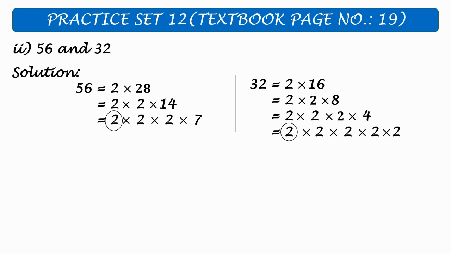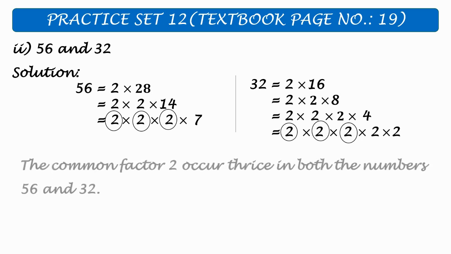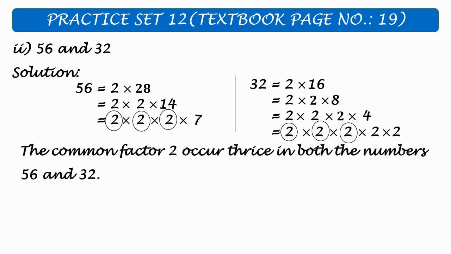Again, one more 2 is common in 56 and 32, and again one more 2 is common in 56 and 32. So students, here we have 2 as common, which is occurring thrice in 56 and 32. So we can write the common factor 2 occurred thrice in both the numbers 56 and 32. Therefore, HCF will be 2 multiplied by 2 multiplied by 2, that is equal to 8.